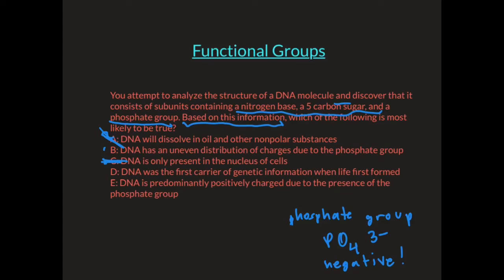This can also be seen in the next answer choice, because it says DNA was the first carrier of genetic information when life first formed. Now again, if you have a good understanding of biology, you'll probably know that DNA was not. Scientists believe that it was most likely RNA that was the first carrier of genetic information. But even if the statement said RNA, from this information we cannot discern that conclusion, and so we can automatically rule that D is wrong. Finally, DNA is predominantly positively charged due to the presence of the phosphate group. We already know based on the chemical formula that it's negative, not positive, so E is wrong, and the answer choice that we know has to be right is B.